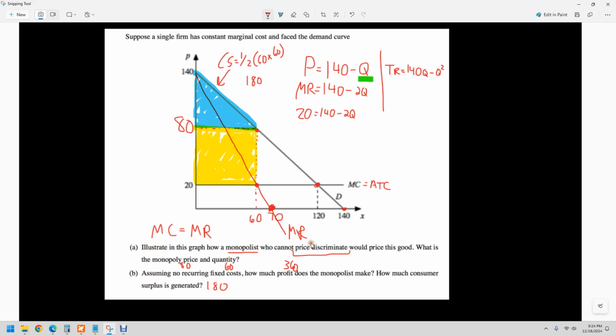And that's how to find the profit maximizing quantity, output, and price when we just have the demand curve visually, how to model that.